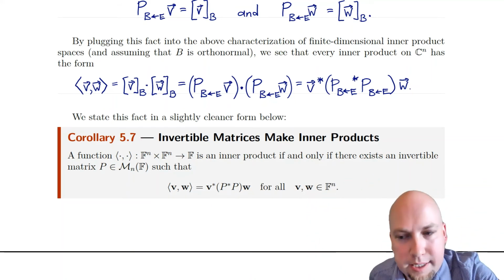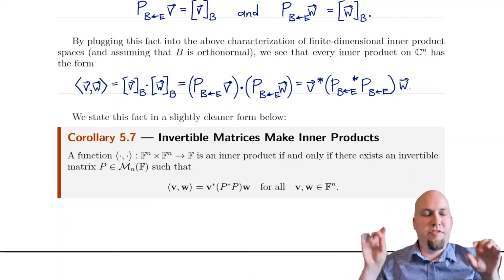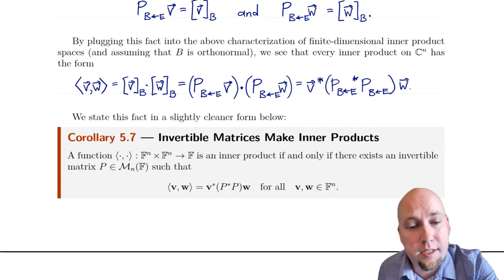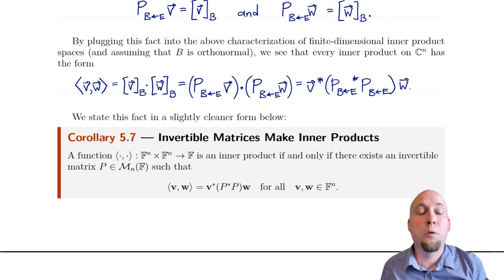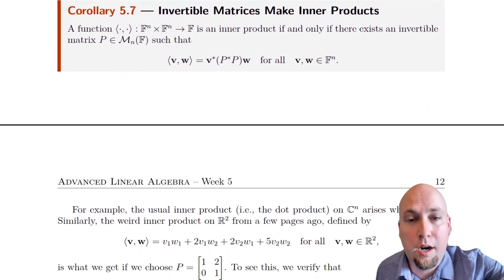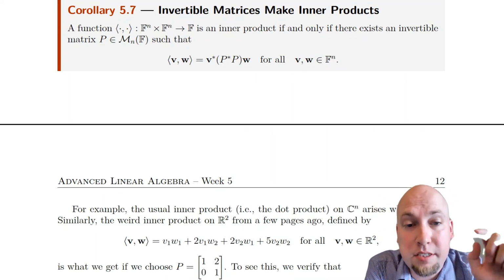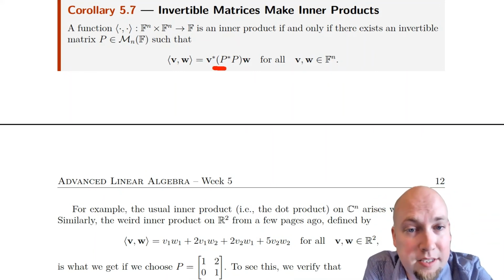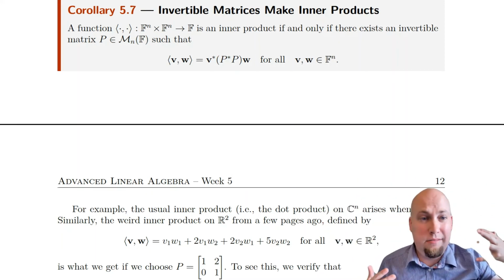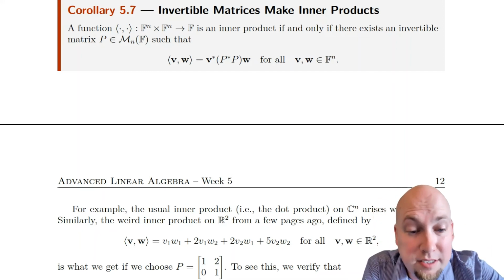Remember, the dot product is exactly what you get if you don't have this weird matrix in the middle. The dot product is just v star times w. All right, but every inner product looks like this for some appropriately chosen invertible matrix P. So yeah, if P equals the identity matrix, you get the dot product, right? Because then this whole thing on the inside is the identity matrix, it goes away. But every other inner product is of that form as well for some appropriately chosen P.